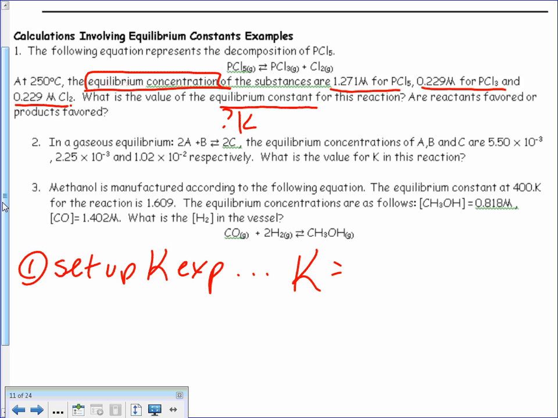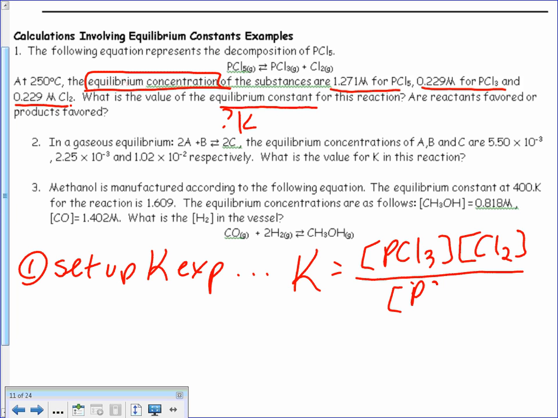So K is equal to, I'm ready when you are, write this one down for yourself. Looking at the BCE, what's the expression? Phosphorus trichloride, chlorine gas, over the concentration of phosphorus pentachloride. Okay, so we have our K expression. Step one, set up the K expression. What do you think step two is? Plug it in.